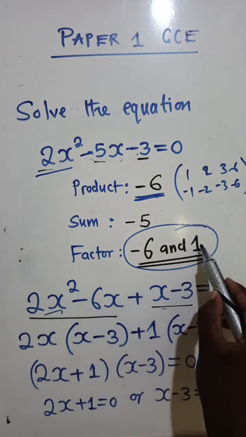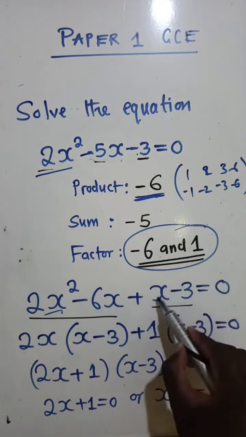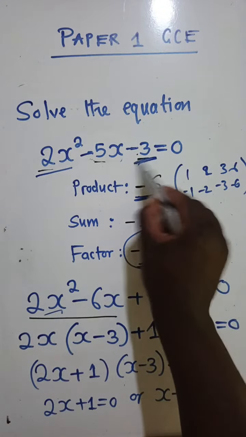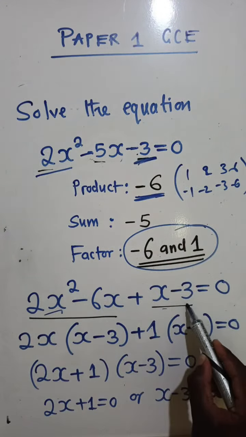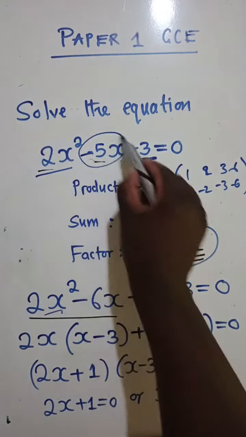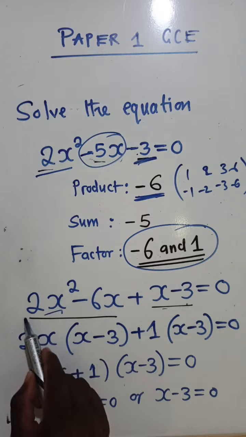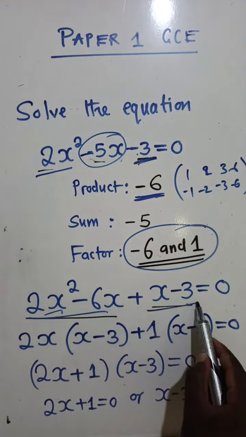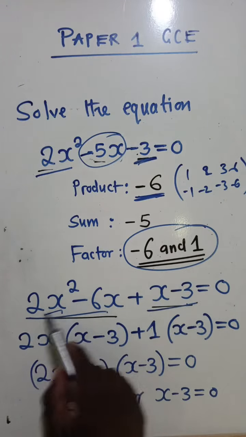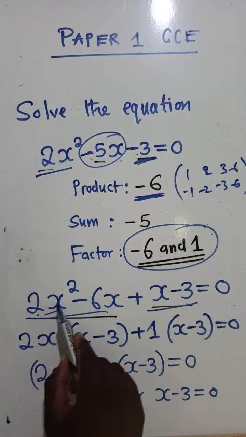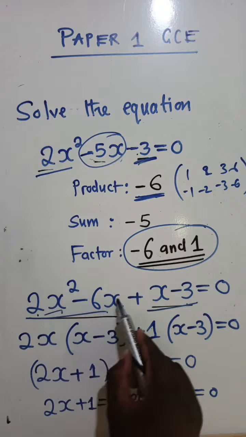You come and say plus 1x. This is 1x, 1x. You also copy this term right here. Forget about the mid term, this one. And then you come and factorize by grouping. So these two are grouped and these two are grouped. So you say, what is it that is common here? It's a 2x. 2x is able to go into 2x power 2 and also into negative 6x.